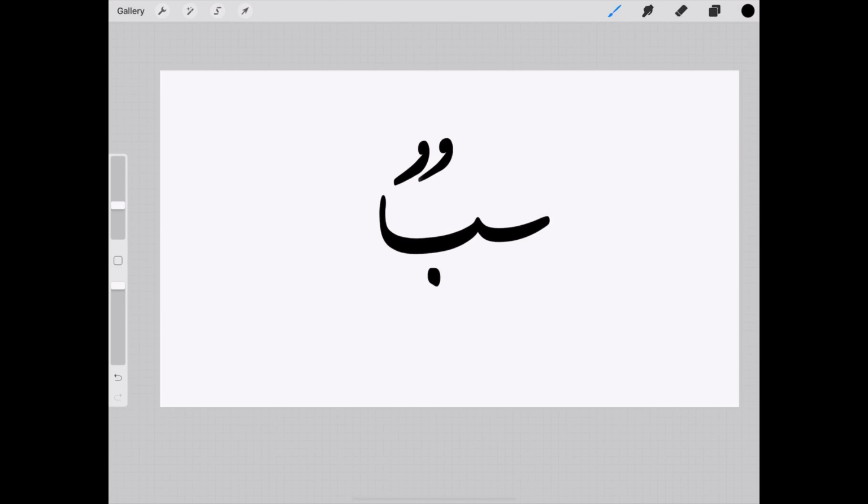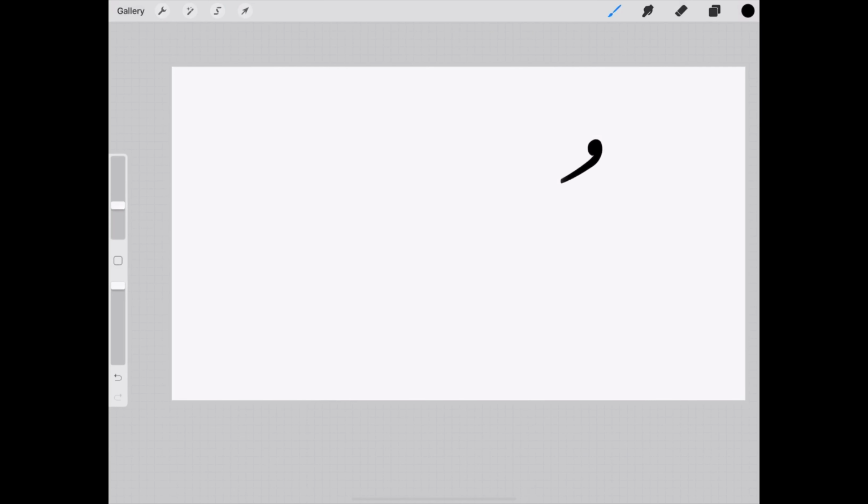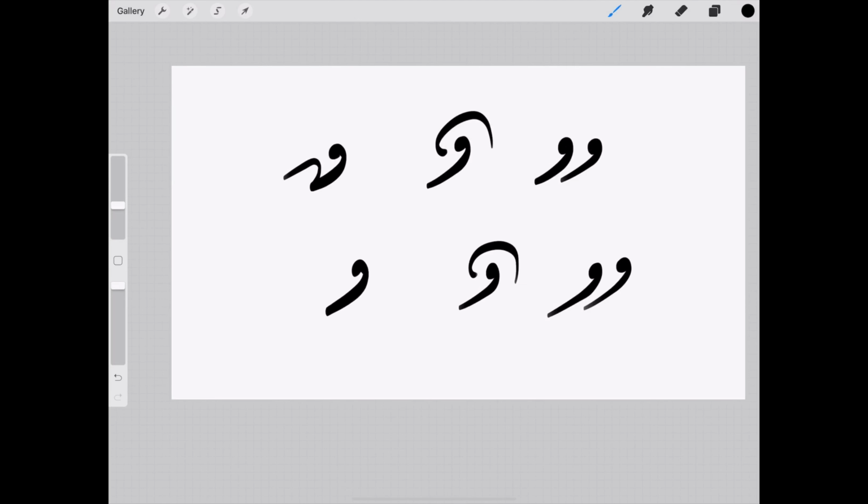Regarding the two dhammas or the tanween dhamma, this could be written in three different styles. It could be written like this, two dhammas. You may see it in this format, and you could see it in this format. Again, the two dhammas or tanween dhamma could be written like this, or like this on top of the letter, or like this. You can pause the video and try these on your own.